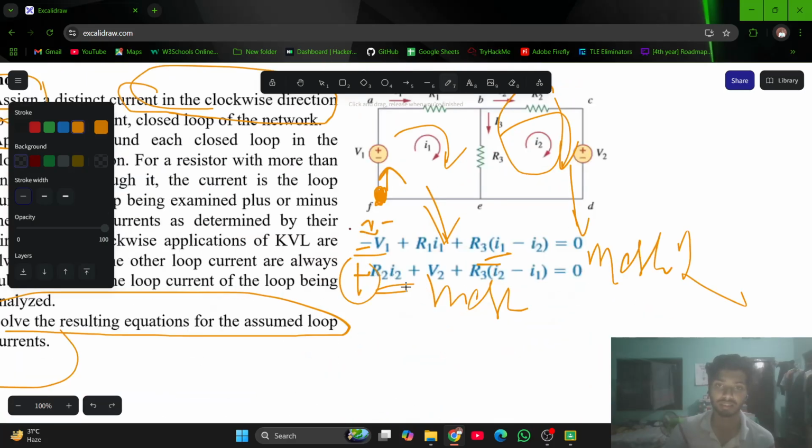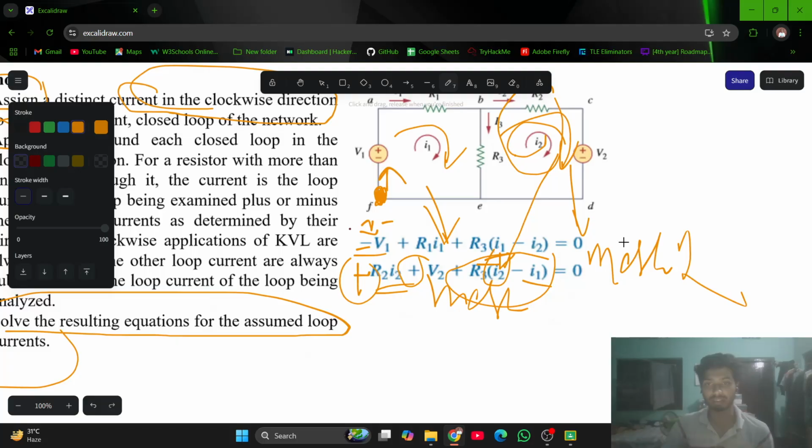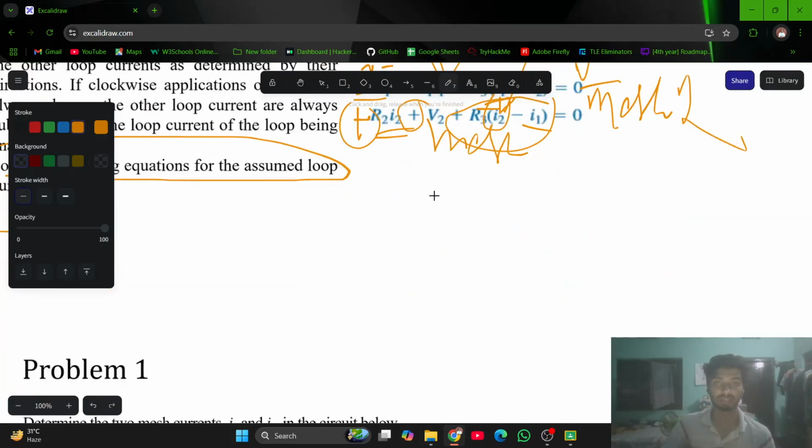Then R2 and I2, then the current is passing through the voltage from the positive side, that's why here is a positive sign, then V2, then R3. As we are writing down the equation of mesh 2, the main current will be I2. That's why here I2 is in the first position, then subtract the rest current I1. By doing that, we easily get the equation, and after getting the equation, we can easily solve the problem.